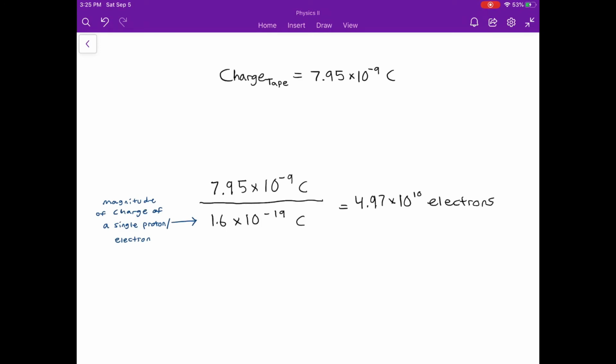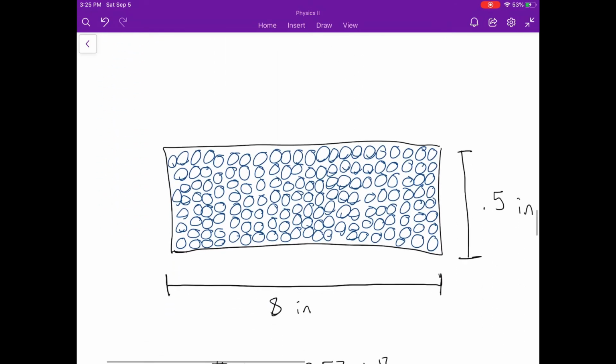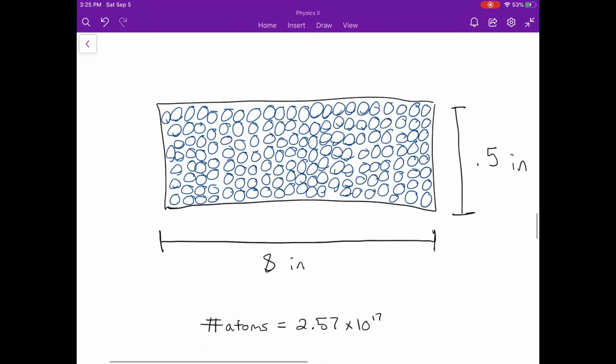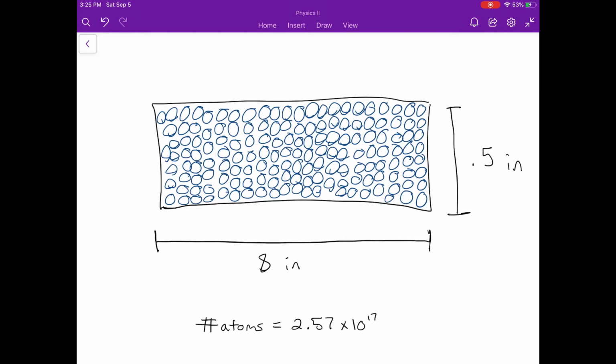To determine the sign of the charge, the calculated charge was divided by the charge of a single particle. This value was recorded to be 4.97 times 10 to the 10 power electrons, and represents either a surplus or deficit of electrons. To find which, this number was compared to an estimated total number of atoms on the piece of tape. This number was found by dividing the area of the tape by the area of a single atom, and gave a result of 2.57 times 10 to the 17 atoms.